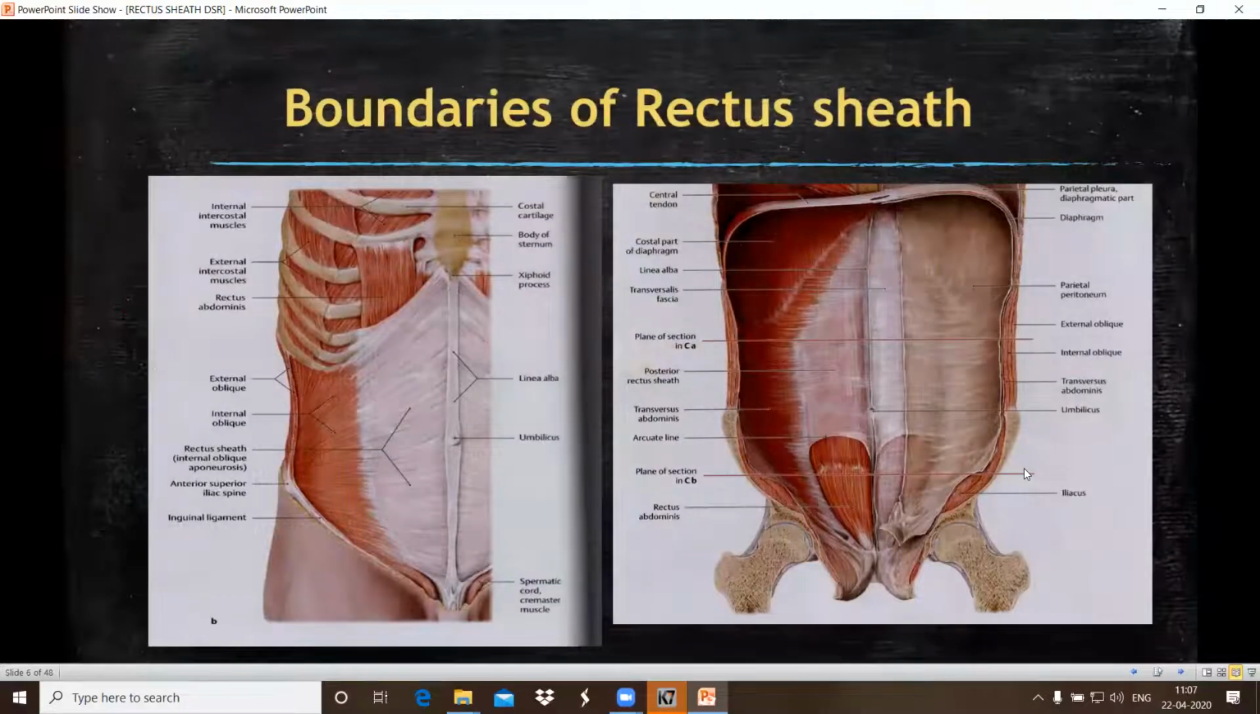Next, coming to the boundaries. Till now we discussed what the rectus sheath is, where it is present, how it is formed, and what the function of the rectus sheath is. Now we will deal with the boundaries of the rectus sheath: anterior wall, posterior wall, medial wall, and lateral wall. The first diagram shows the anterior wall, and the second diagram shows the posterior wall.